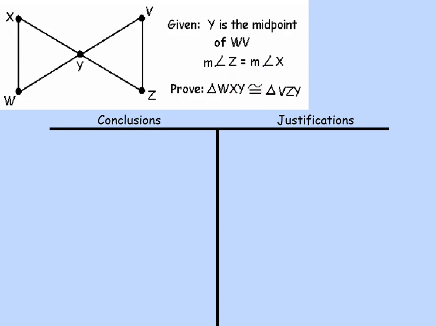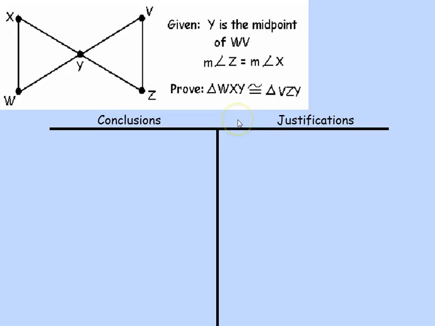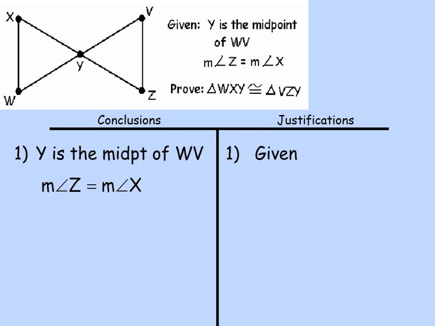Moving along, the next one here, we are given another figure where we have two triangles, and we're given that Y is the midpoint of this segment WV. We have a couple of angles that are the same. So we look at this figure and the two triangles we're trying to separate here, this triangle and this triangle that are touching right at the vertex. First thing I'm going to say is all the information that's given. Y is the midpoint of WV, angle Z is congruent to angle X.